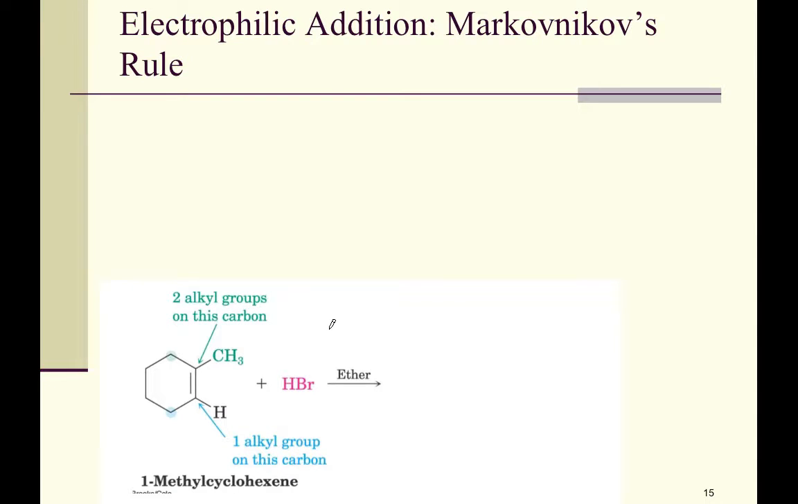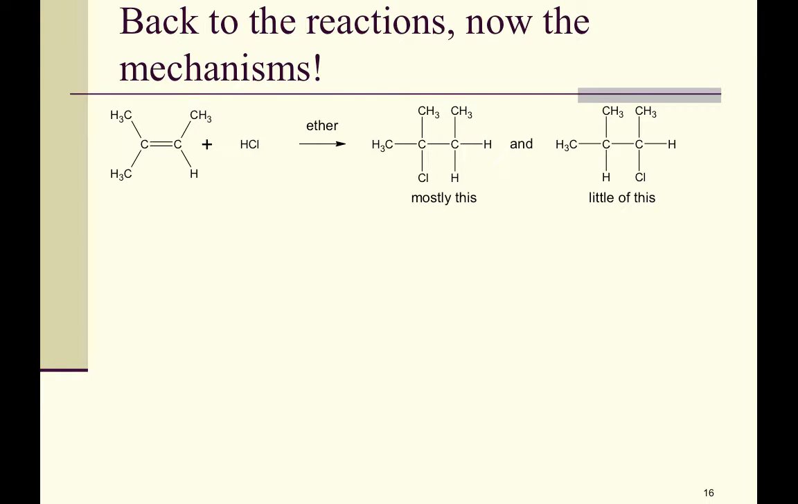Let's take a look at this group here. This carbon here has 1 R group, while this carbon here has 2 R groups. This one's more highly substituted. It's going to form the more stable carbocation. That means hydrogen is going to go to this carbon here, while the halogen is going to go to this carbon here.